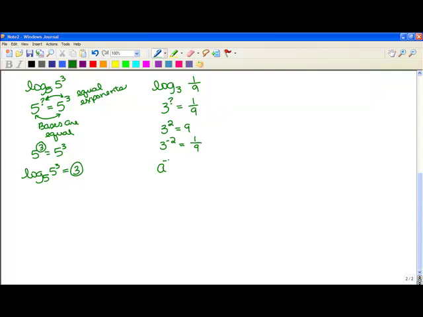The rule works like this: a to the negative n power equals 1 over a to the positive n. So 3 to the negative second equals 1 over 3 squared, which is 1 over 9. So our answer is negative 2, and log base 3 of 1/9 will equal negative 2.